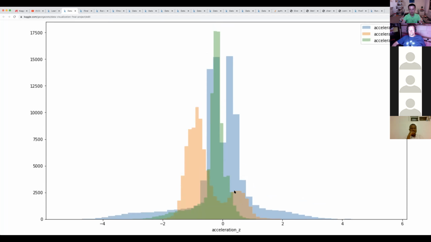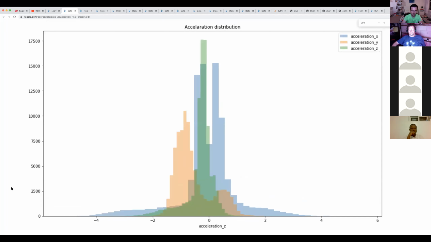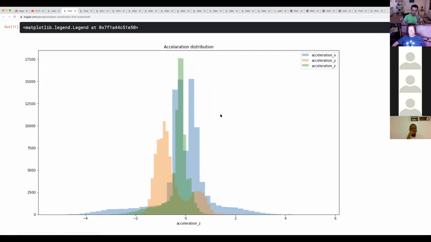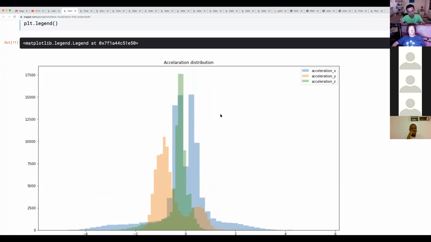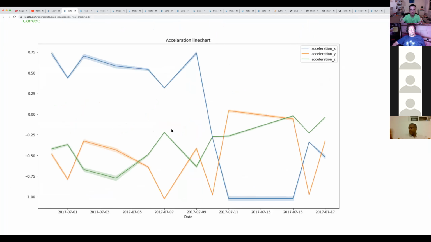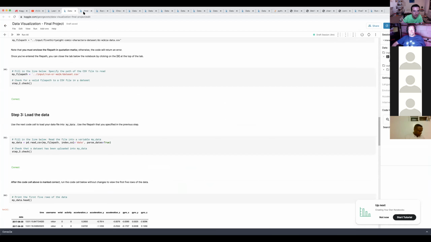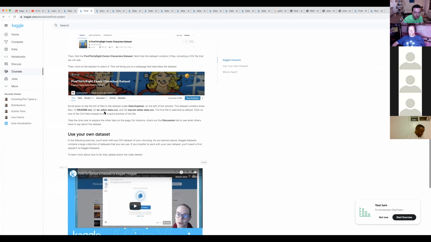So I found this data set interesting, and this is just the first step in exploring the data. But the goal is looking at these acceleration and gyroscope metrics, can you build a model that tells you if you're walking or running or something else? Let me see if there's anything else.